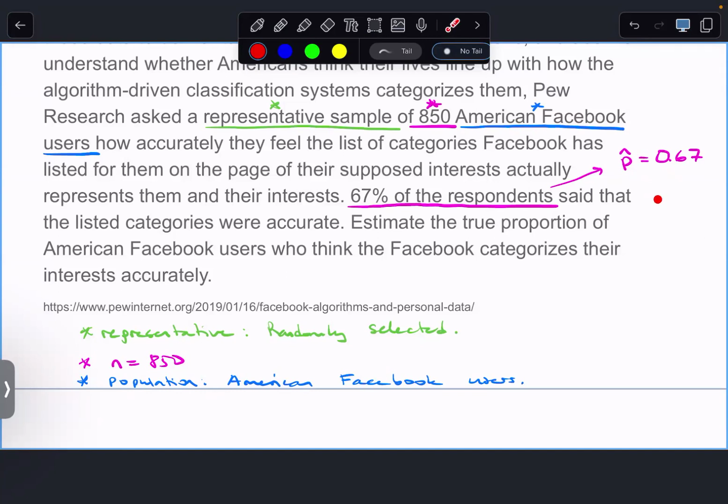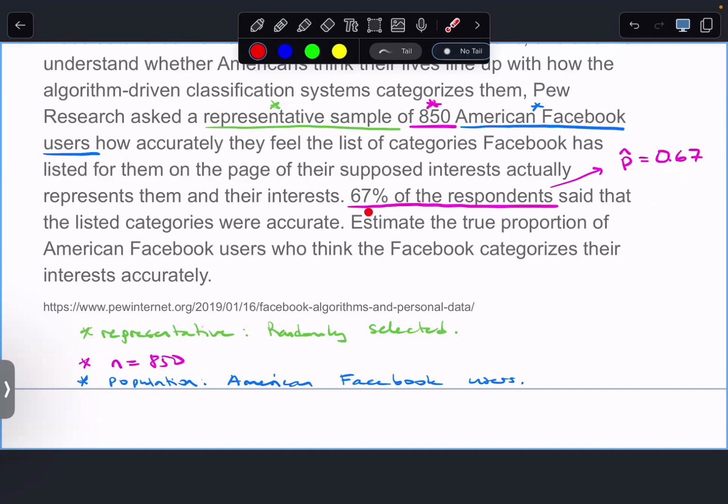We understand that if I took a completely new representative sample of 850 American Facebook users, this would change. Probably not drastically like we established last day, but there's variability there, right? And that's where the standard error comes in.